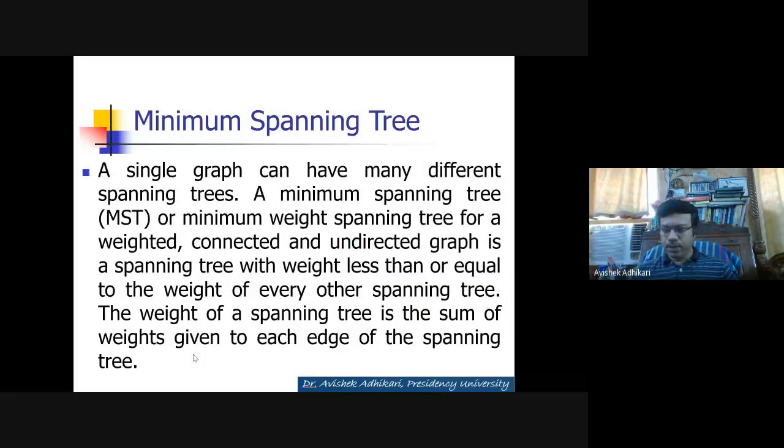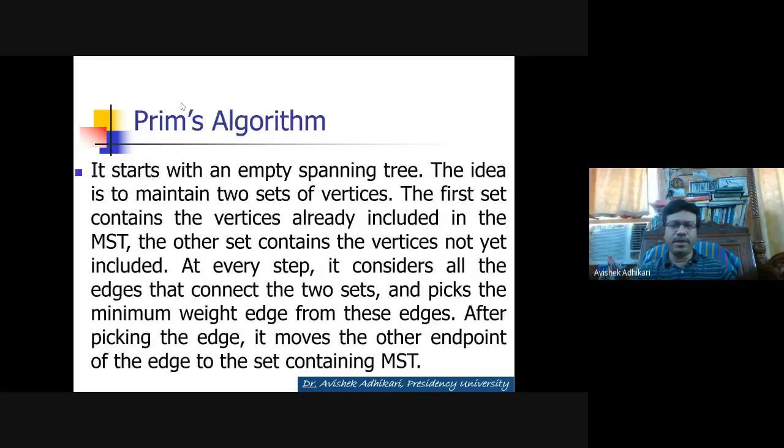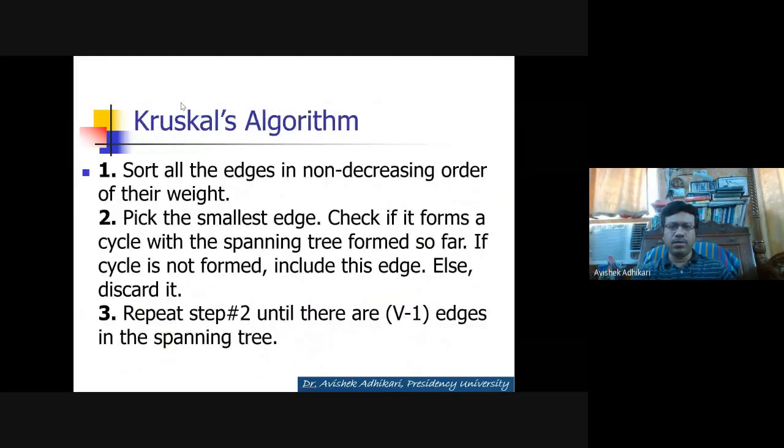In our last class, we talked about minimum spanning trees. Before that, we had already discussed Eulerian circuits, Eulerian graphs, Eulerian paths, and then Hamiltonian circuits. At the end, we talked about the traveling salesman problem. In the last class, we saw how to find a minimum spanning tree for a connected graph using Prim's algorithm as well as Kruskal's algorithm.